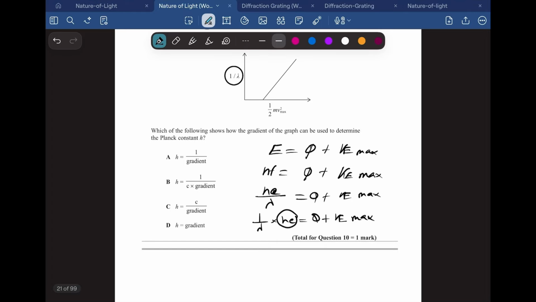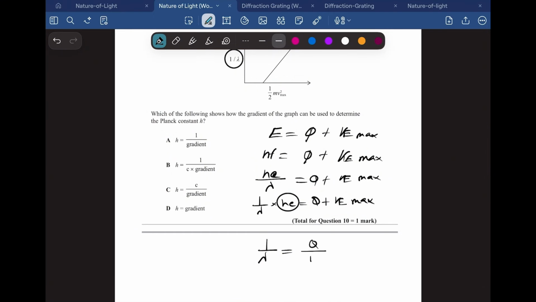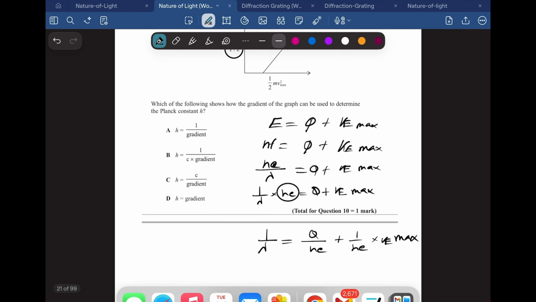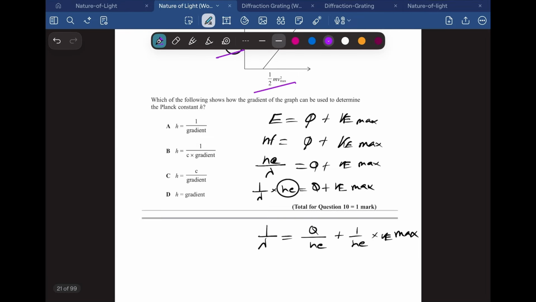And this hc can be divided on the other side. So we can write 1 divided by lambda equals phi by hc plus 1 by hc into kinetic energy maximum. Now right here we know our y-axis was 1 by lambda and our x-axis was half mv square max. So this is going to be my x-axis, and this is going to be my y-axis.